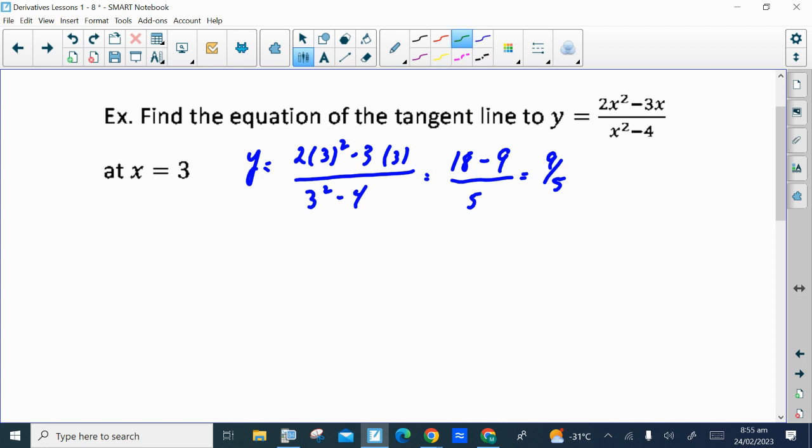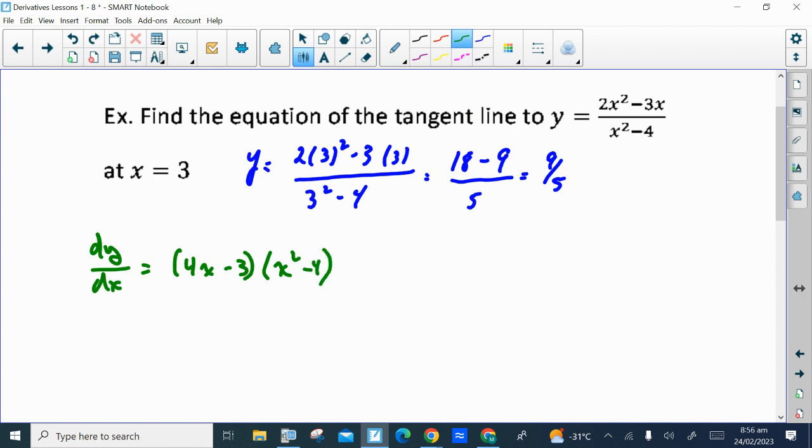So our point of tangency is the point (3, 9/5). So now we will find the derivative. And the quotient rule again tells us it's the derivative of the top times the bottom.